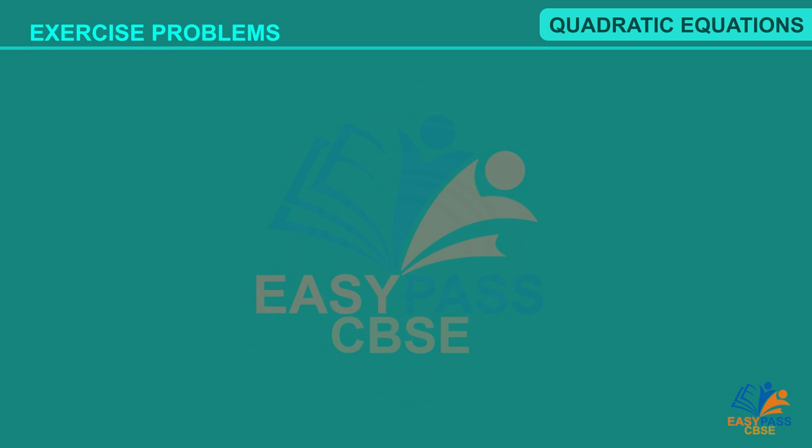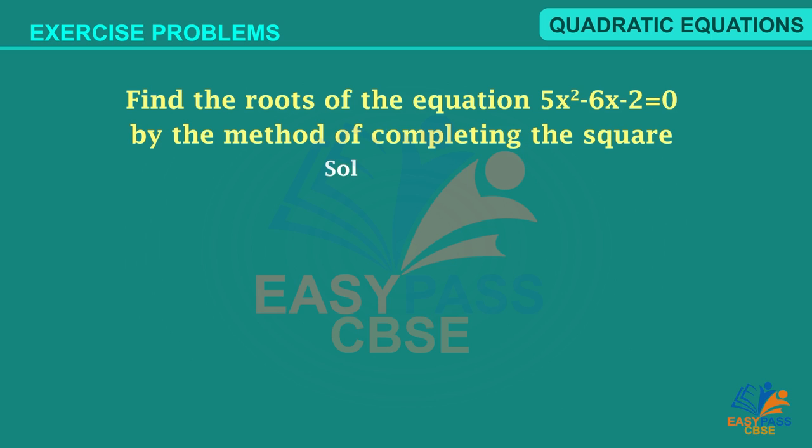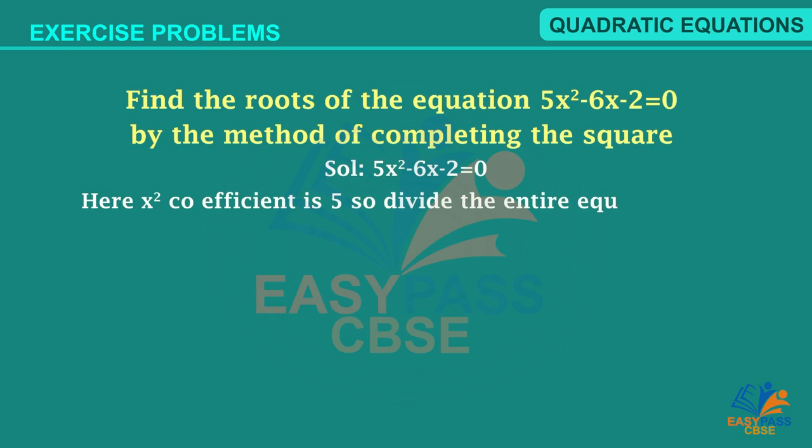One more example in this method. Find the roots of the equation 5x square minus 6x minus 2 is equal to 0 by the method of completing the square. Solution: 5x square minus 6x minus 2 is equal to 0. Here x square coefficient is 5. So divide whole equation by 5. You have x square minus 6 by 5 x minus 2 by 5 equal to 0.